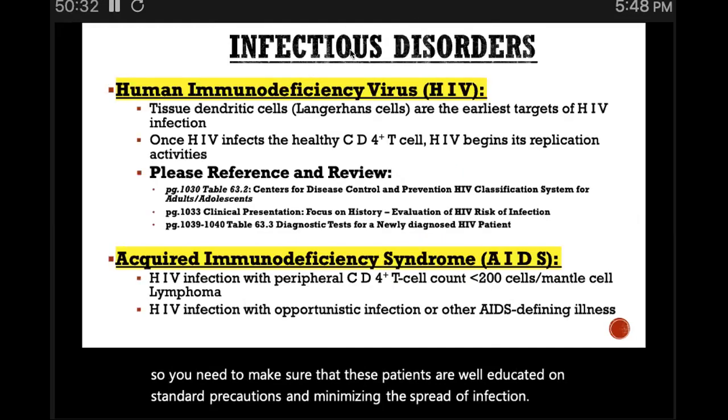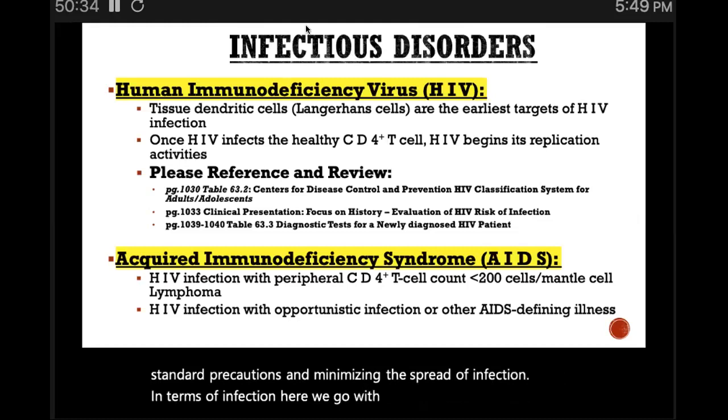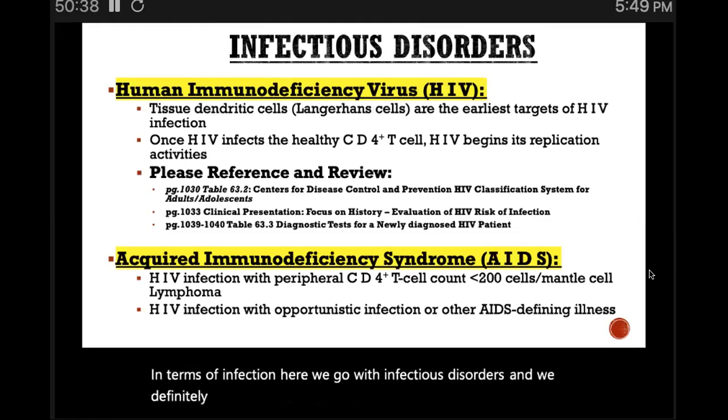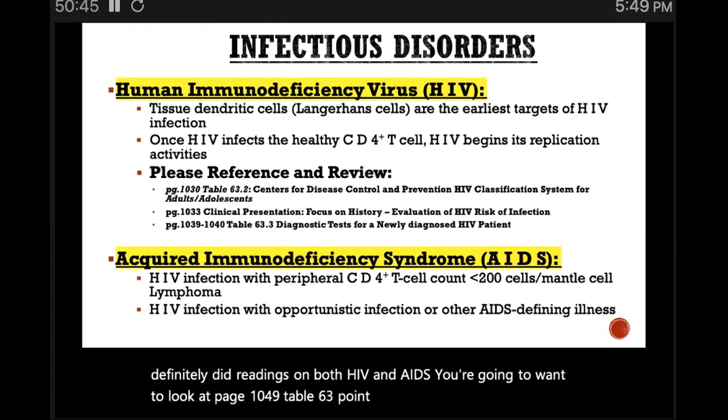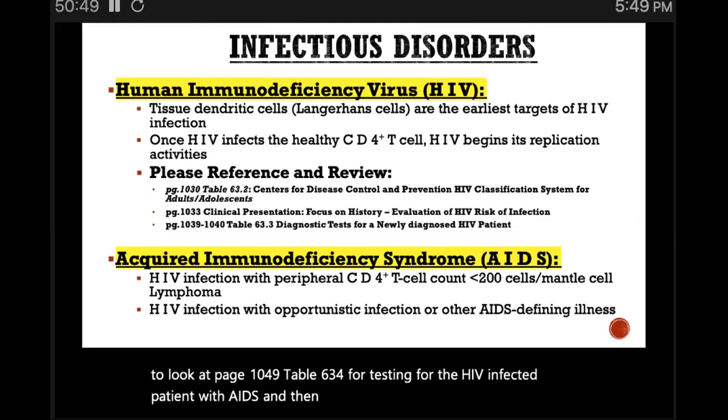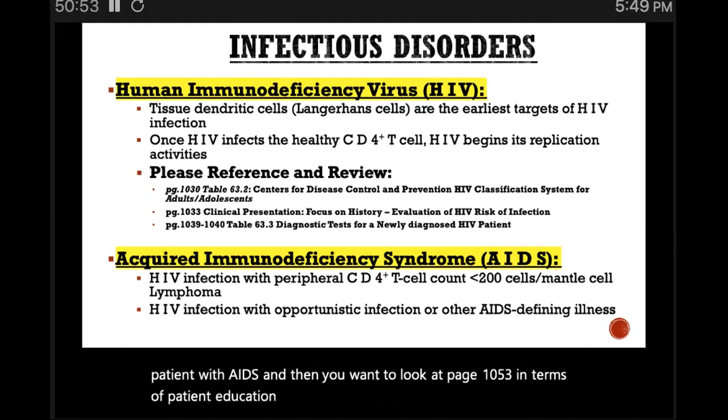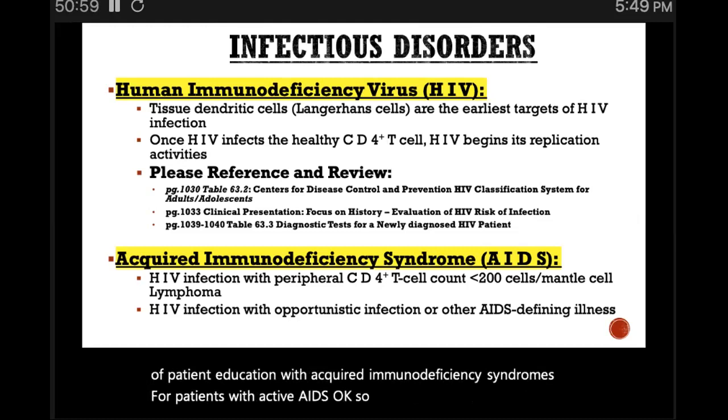In terms of infection, here we go with infectious disorders. We definitely did readings on both HIV and AIDS. You're going to want to look at page 1049, table 63.4 for testing for the HIV infected patient with AIDS. And then you want to look at page 1053 in terms of patient education with acquired immunodeficiency syndrome for patients with active AIDS.